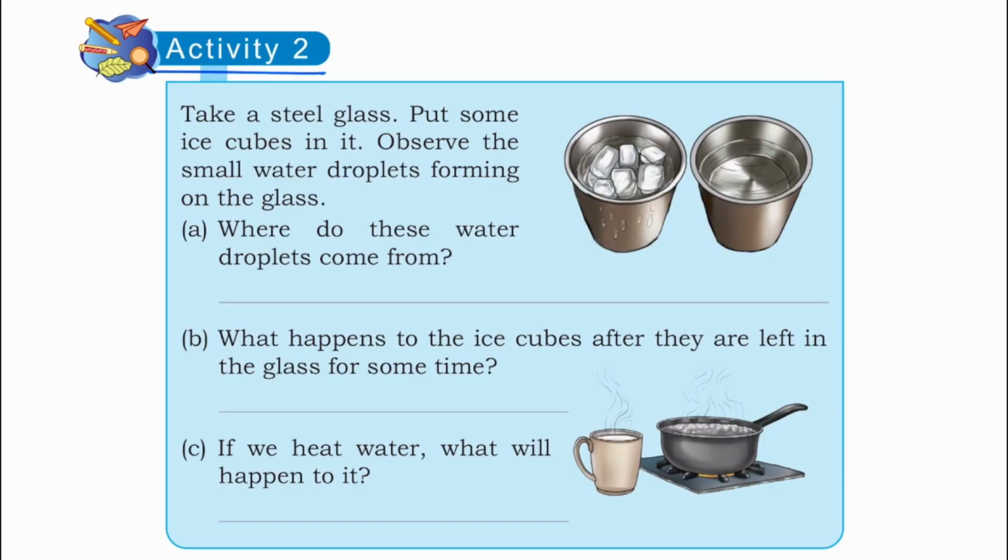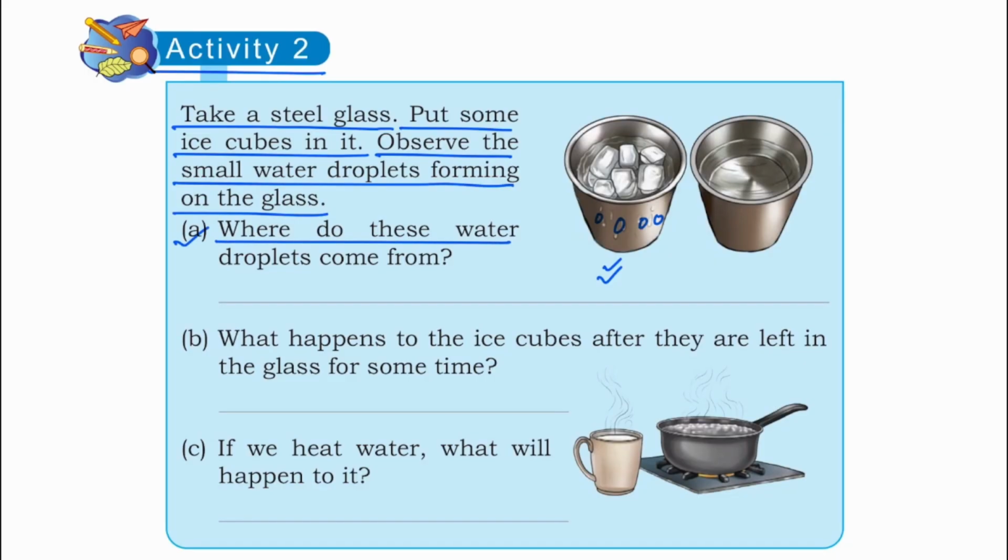Activity 2. Take a steel glass. Put some ice cubes in it. Observe the small water droplets forming on the glass. When you put ice cubes in a steel glass, then water droplets will form outside the steel glass.